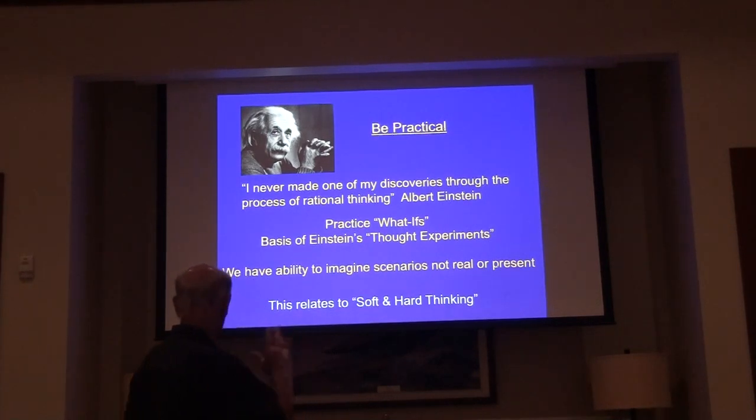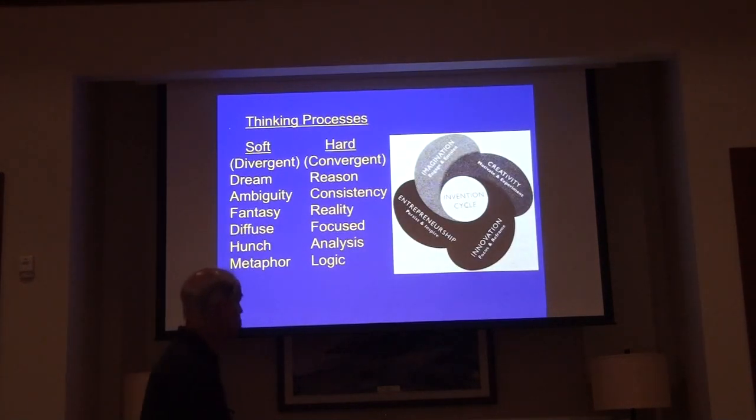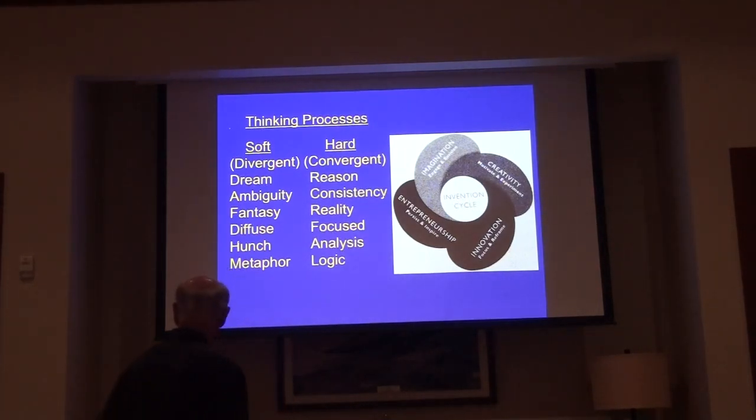This relates to our soft and hard thinking, and that cycle, our invention cycle. The soft being the divergent thinking, the first two phases, imagination and creativity, opening our minds to ideas, dream, ambiguity, fantasy, diffuse, hunch, and metaphor. And then the second two phases, innovation and entrepreneurship, the convergent thinking, as I mentioned: reason, consistency, reality, focus, analysis, logic, more relevance, the thinking and the producing.